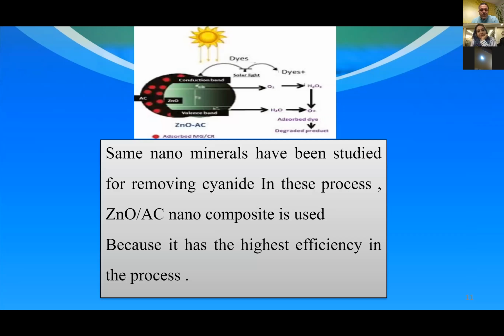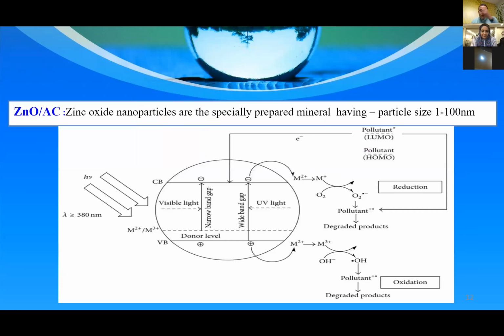Some nano-minerals have been studied for removing cyanide in this process. A zinc oxide and activated carbon composite is used because it has the highest efficiency in the process. Zinc oxide nanoparticles are a specially prepared mineral having particle size from 1 to 100 nanometers.